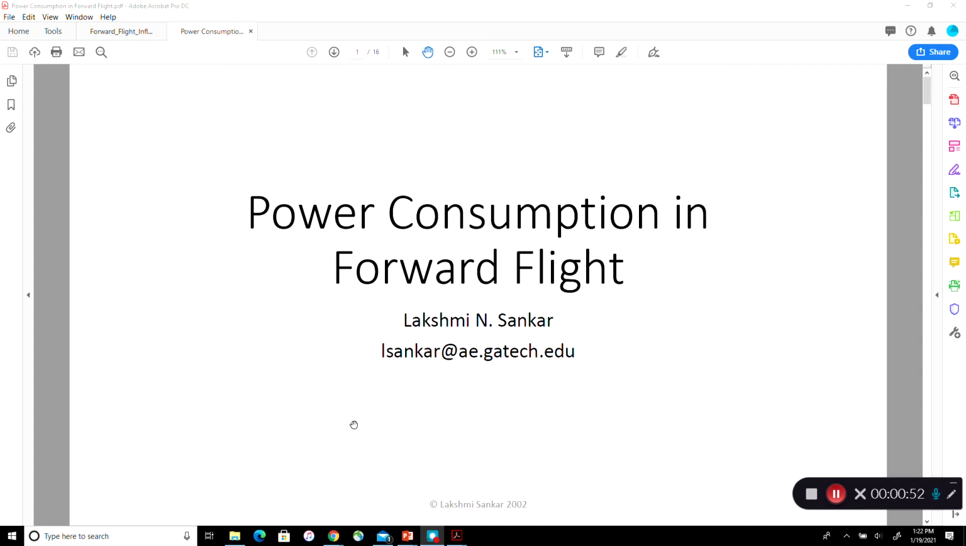alpha tip path plane, the angle that the tip path plane or the rotor disc makes with the oncoming free stream, and also other factors such as the forward velocity V infinity, the disk area A, and the density of operation rho. We also came up with a non-dimensional expression for lambda i, which is the induced velocity divided by the tip speed, omega R, in terms of Ct, advance ratio mu, and alpha tip path plane. These were all developed in our previous videos.